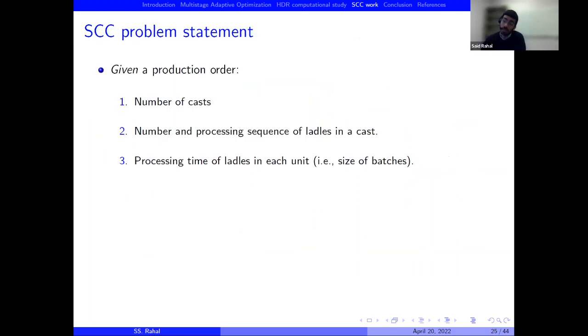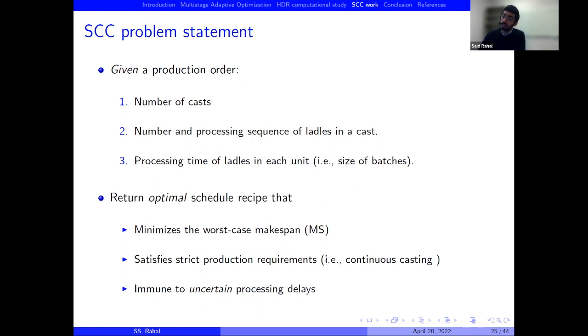And the problem statement is that given a production order, which is the number of casts, the processing sequence of ladles, which are the batches of molten steel in a cast, and the processing time of each ladle in each processing unit, which refers to the size of the batch, return an optimal schedule recipe that minimizes the worst-case makespan, satisfies strict production requirements, basically the continuous casting, because if the casting process is interrupted, then the whole product will be forfeited or wasted. And it has to be immune to uncertain processing delays.